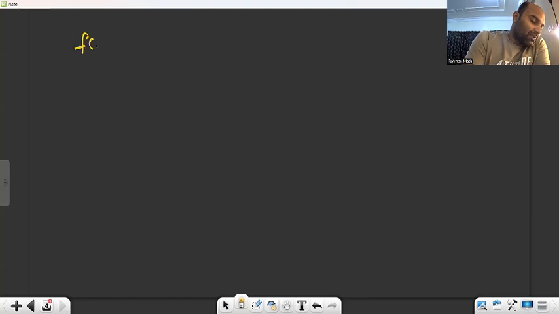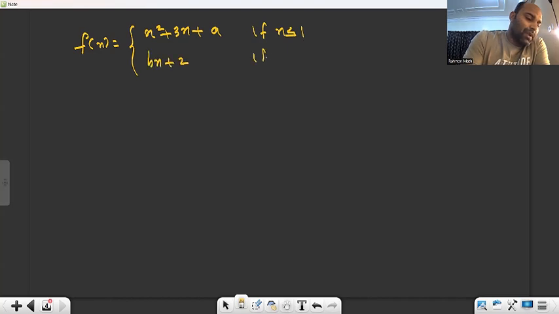Question number one. f of x equal to x square plus 3x plus a if x is less than or equal to 1, and bx plus 2 if x is greater than 1. Two methods I'll tell you. In the first, theoretical method, differentiable at x equal to 1, everything I'll tell you.